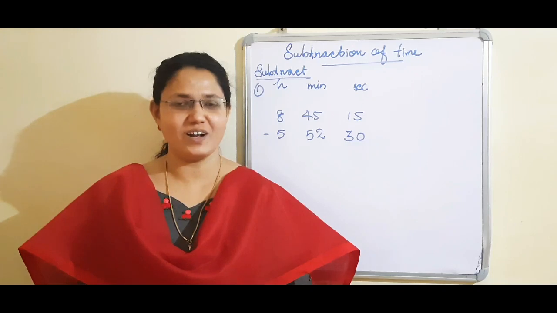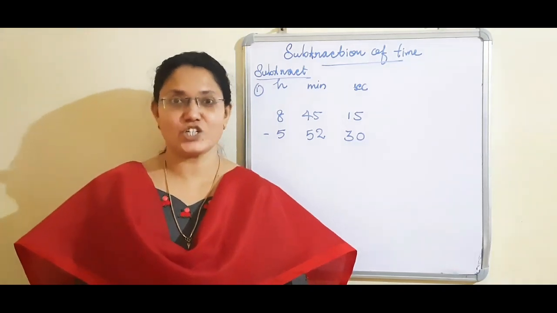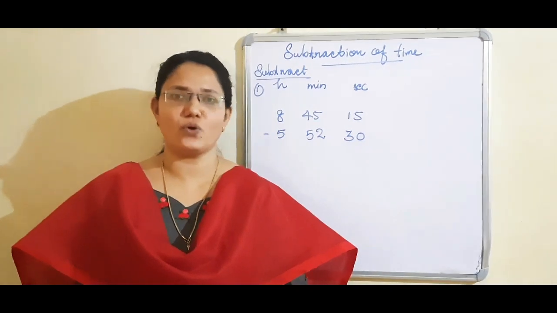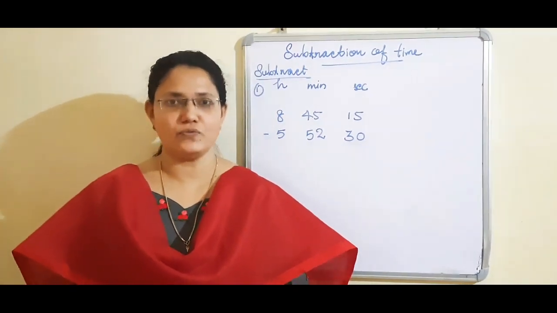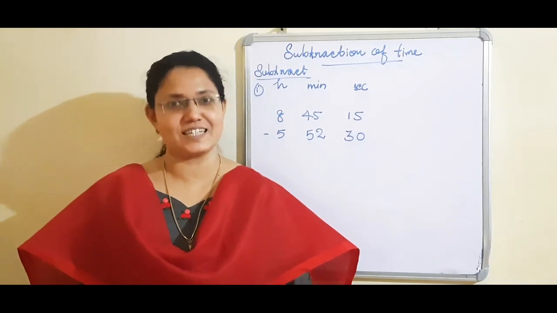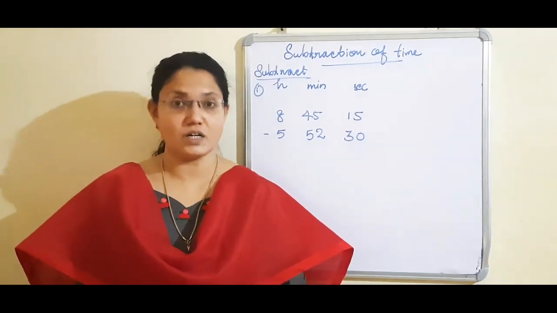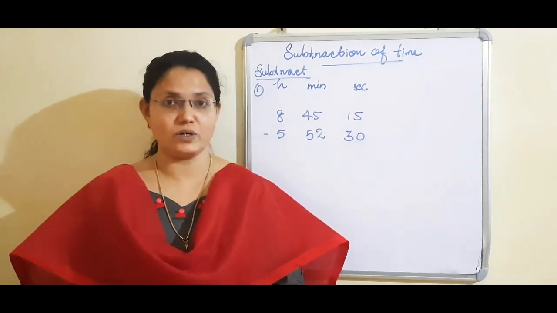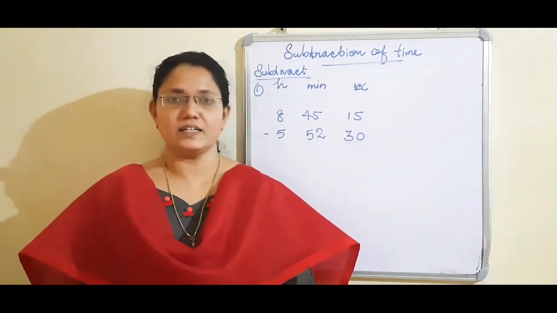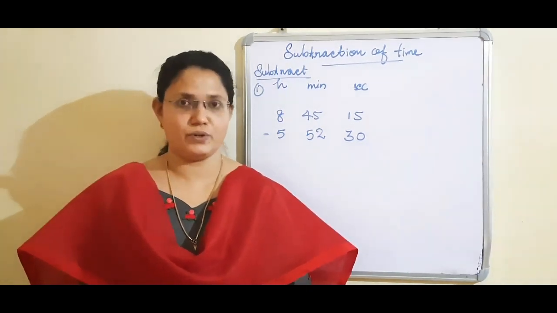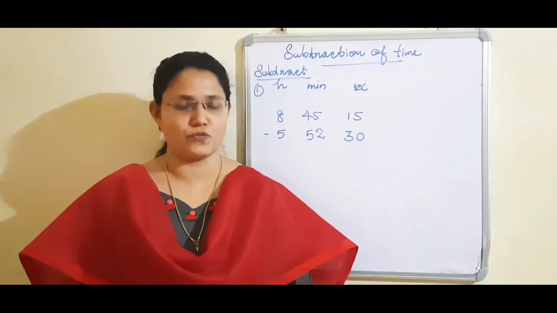Last class we have learned the addition of time. The same steps we have to follow for the subtraction of time also. First itself we should arrange the given units in decreasing order. We should start to subtract from the rightmost place. Okay, if regrouping is needed, by keeping the conversion of units in mind, we have to do it. Okay, these three steps we have to follow.